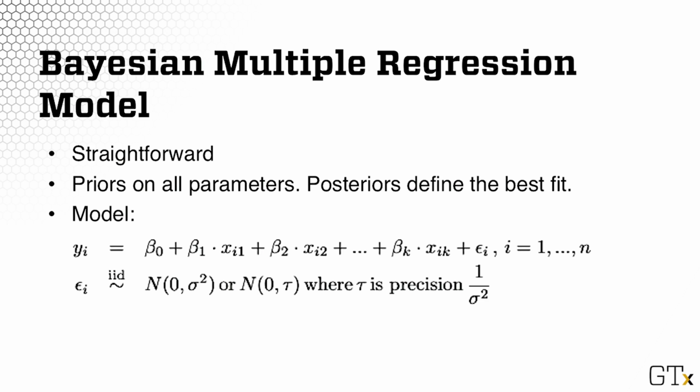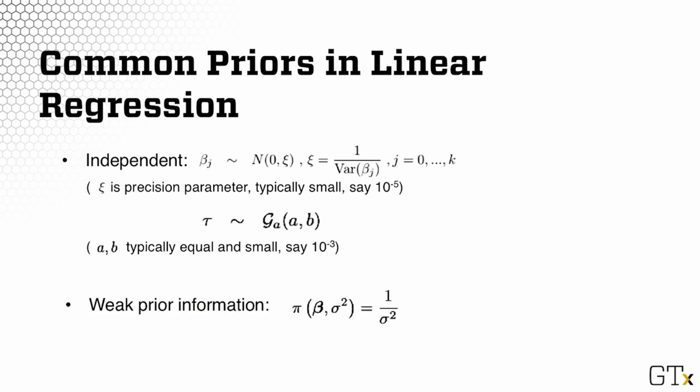So what are the Bayesian subtleties? Bayesian multiple regression is straightforward in many respects. You essentially put priors on all parameters, as we know, and the posteriors define the best fit. So the model, as before, is linear. We put a prior on all betas and a prior on the precision of the error. So how to put these priors?